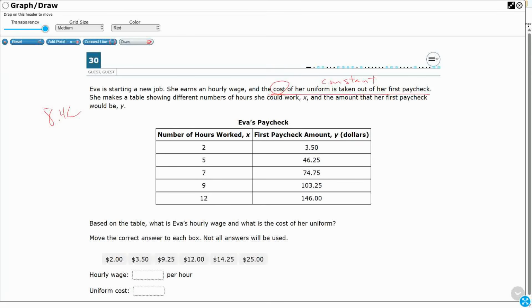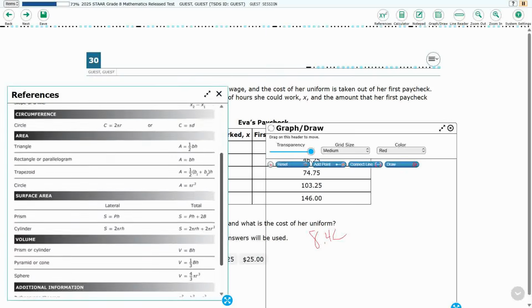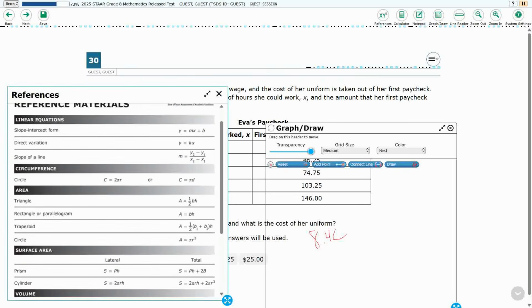Okay, so what is her hourly wage? Well, let's use our slope-intercept form. That idea of a constant should make us think of slope-intercept form, y equals mx plus b. So it's going to end up being a linear equation like that. And I want to find the slope. That's going to be her hourly cost. So I can take the difference between two y values over the difference between two x values.